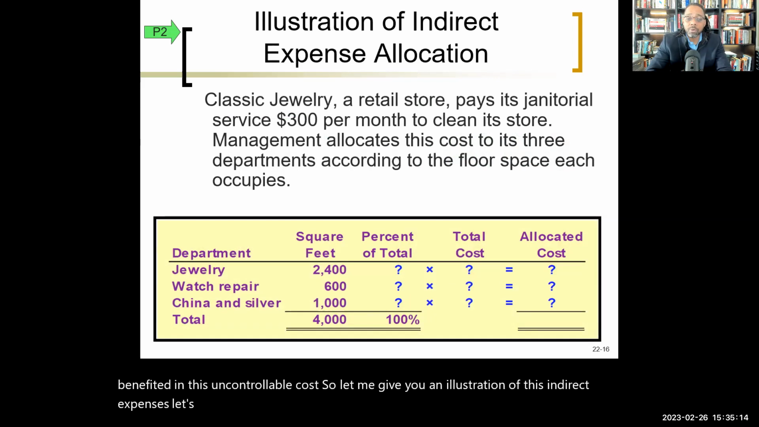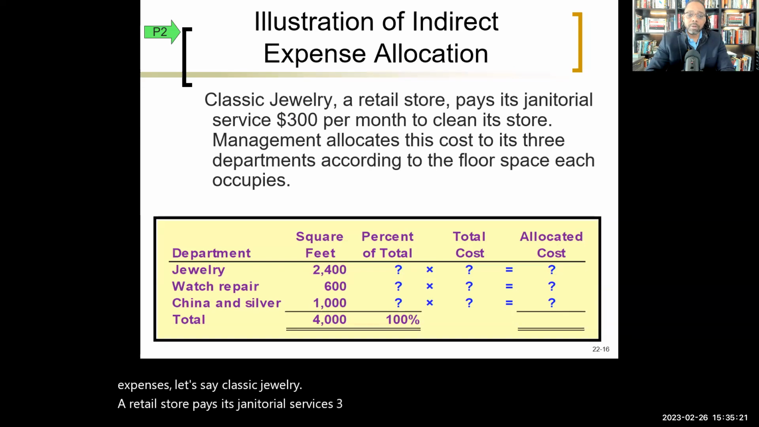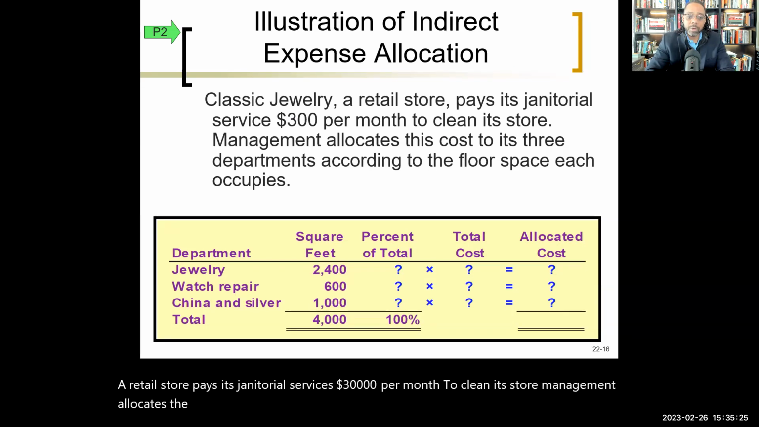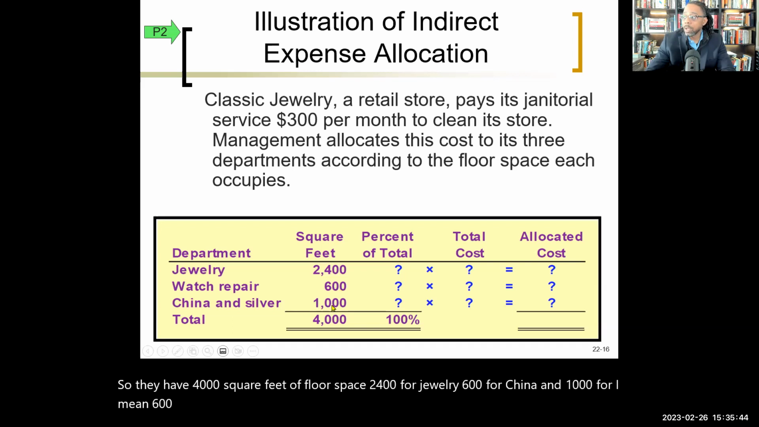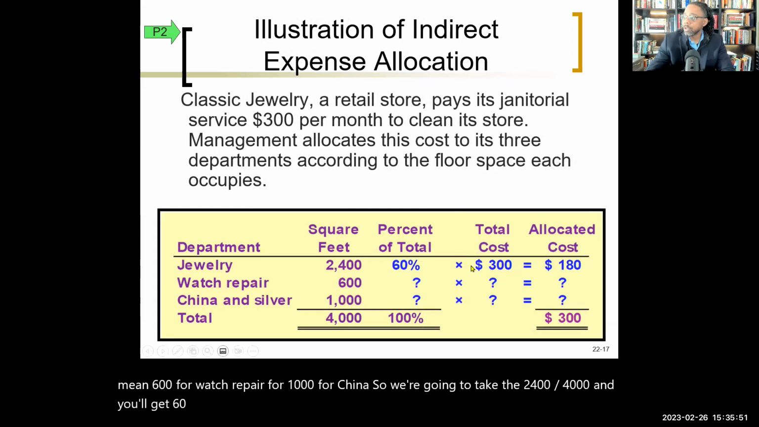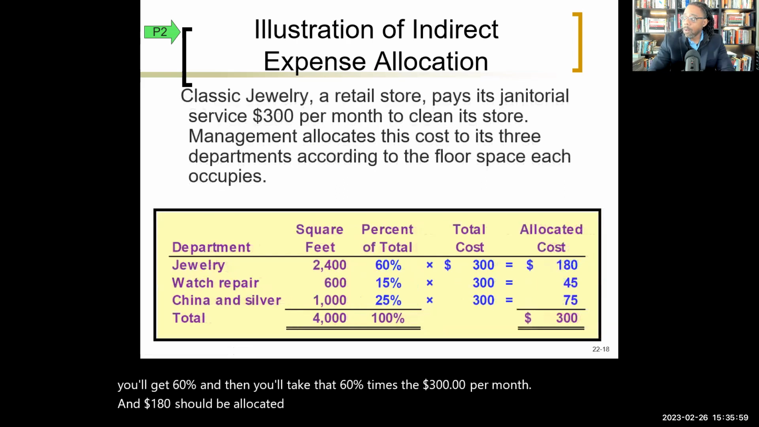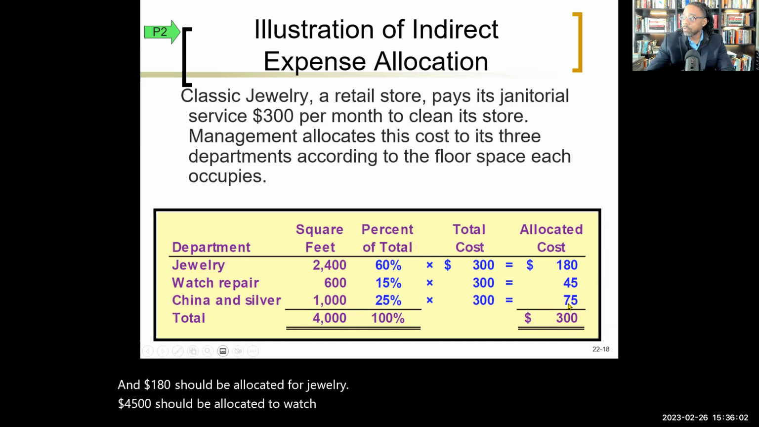Let's say Classic Jewelry, a retail store, pays its janitorial services $300 per month to clean its store. Management allocates the cost to the three departments as per floor space. They have 4,000 square feet of floor space: 2,400 for jewelry, 600 for watch repair, and 1,000 for china. So we take 2,400 divided by 4,000, and you get 60%. Then you take that 60% times the $300 per month, and $180 should be allocated for jewelry, $45 to watch repair, and $75 to china. That's how we allocate the cost.